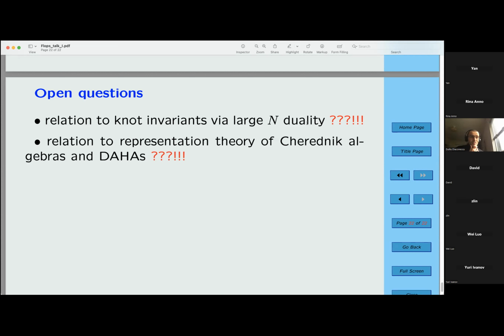Yeah, it's very interesting because in some sense this was the initial goal of such a project, but the picture turned out to be not very explicit, not very clear. Another question is whether there is any connection to the representation theory of Cherednik algebras or double affine Hecke algebras. Again, not very clear how to approach this.